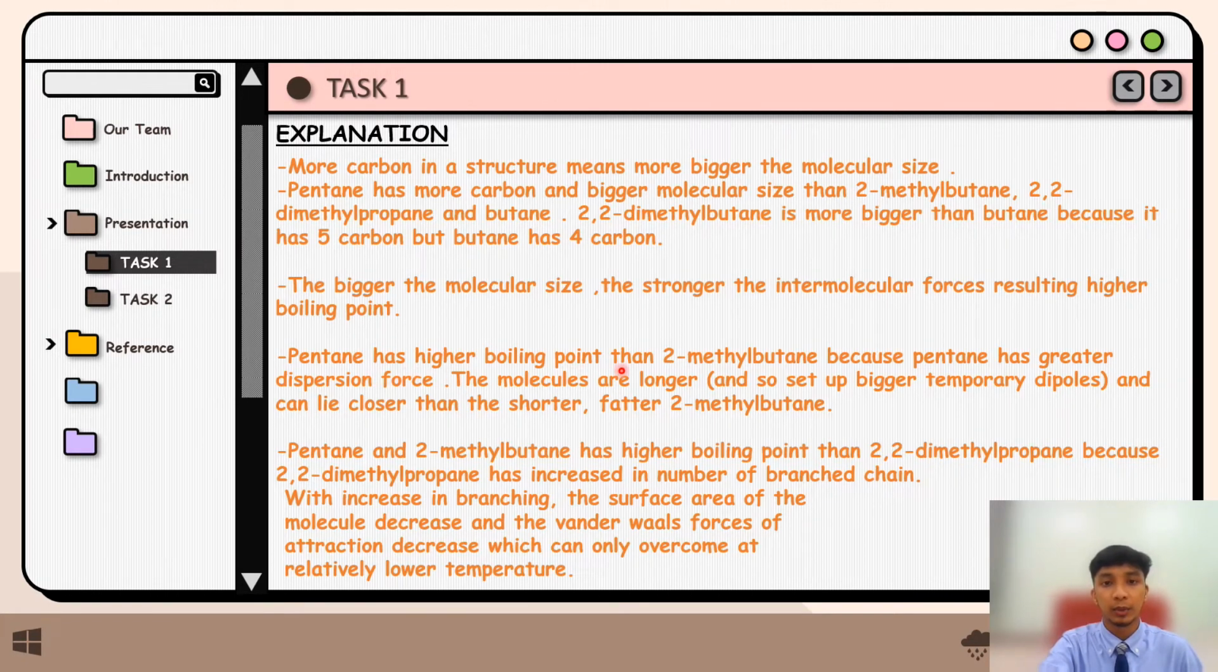So pentane has a higher boiling point than 2-methylbutane because pentane has greater dispersion force. The molecules are longer and so set up bigger temporary dipoles and can lie closer than the shorter, fatter 2-methylbutane. Pentane and 2-methylbutane have a higher boiling point than 2,2-dimethylpropane because 2,2-dimethylpropane has an increased number of branch chains. With increased branching, the surface area of the molecule decreases and the van der Waals force of attraction decreases also, which can be overcome at a relatively lower temperature. So that's how we identify which compound has a higher or lower boiling point.